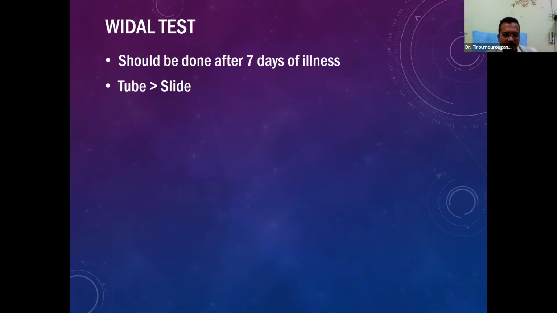So let's move on to the next test, which everybody does. Okay, fine, the Widal test. The first and most important dictum we need to remember is that if you want to do a Widal test, if you want to look for antibodies against the O and the H antigens, you need to do it after 7 days. So for this child who has come on day 6, we shouldn't really be thinking of even a Widal test, but still people tend to do it.